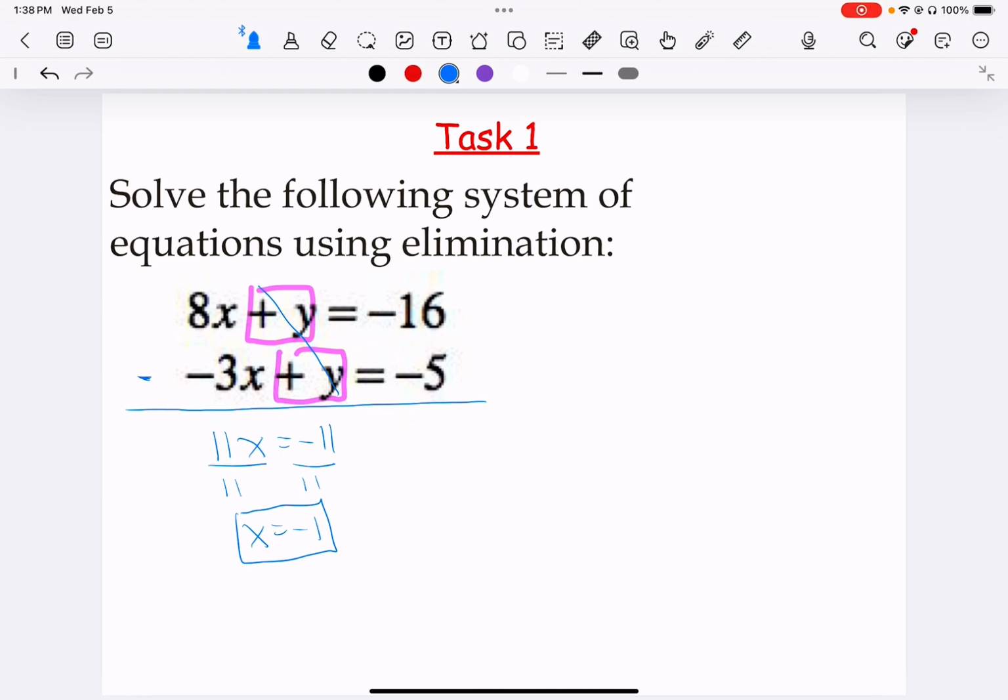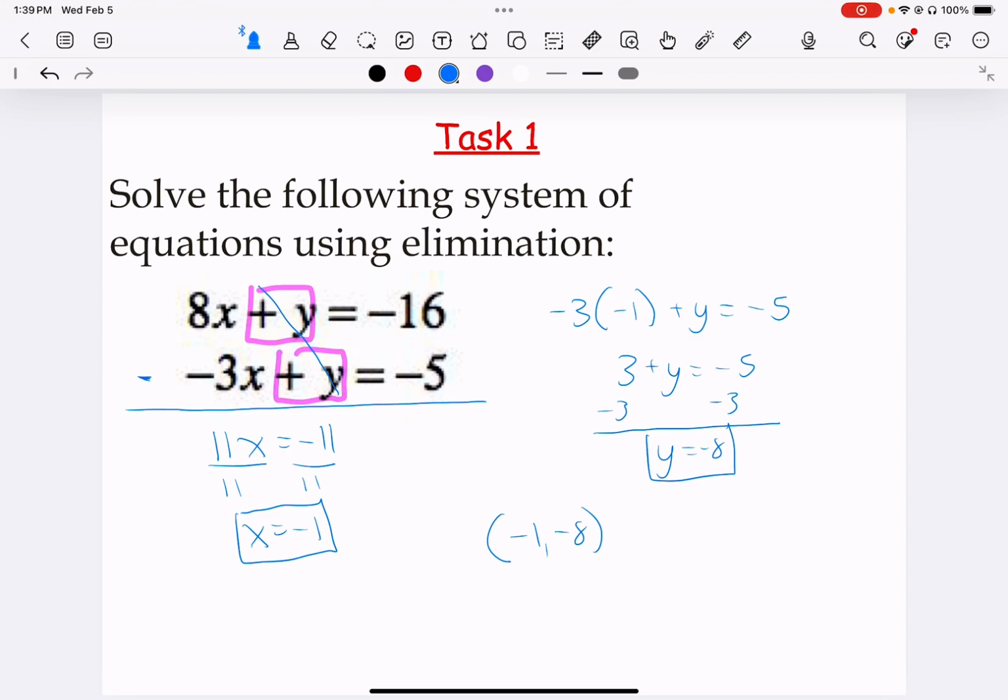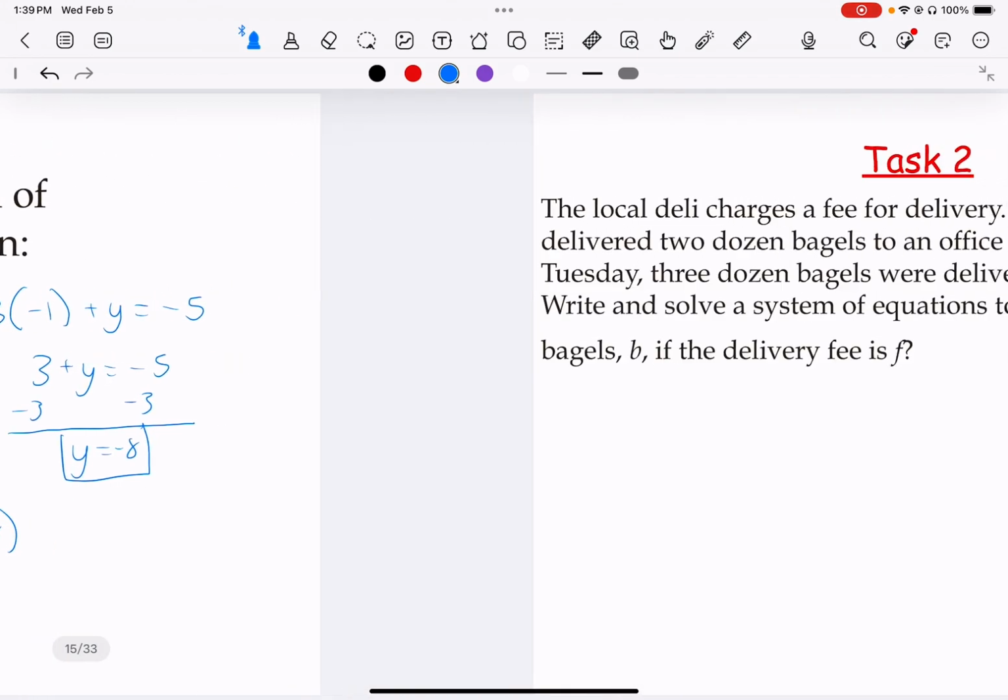Now I have to find y. I'm going to use my bottom equation. So I have -3 times -1 plus y is equal to -5. 3 plus y equals -5. And when I subtract 3, y is equal to -8. So my final answer as an ordered pair is (-1, -8).